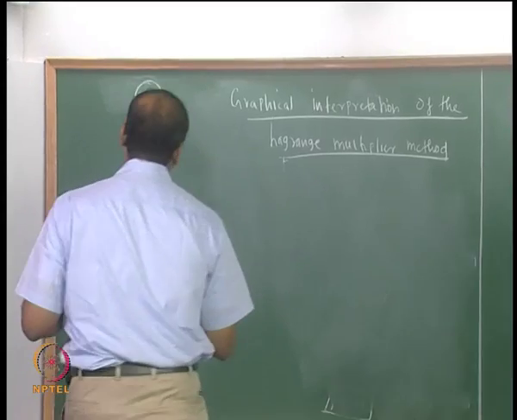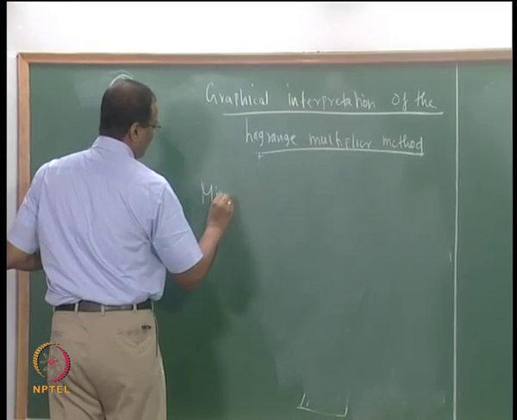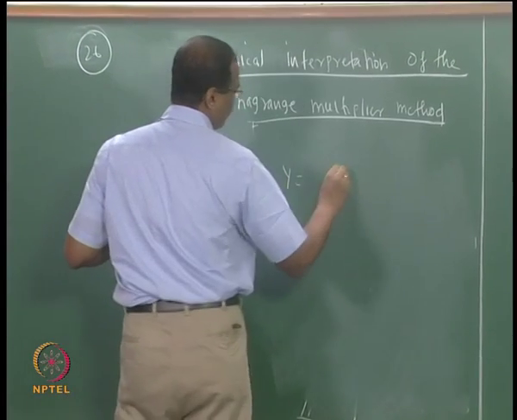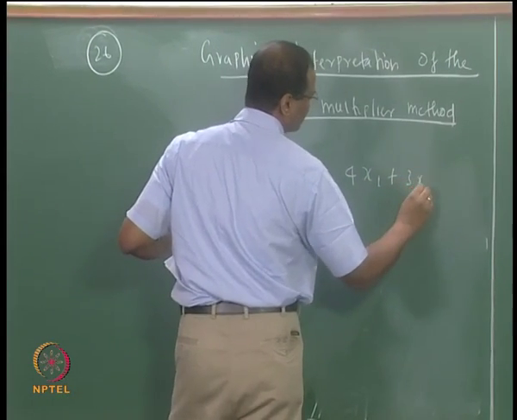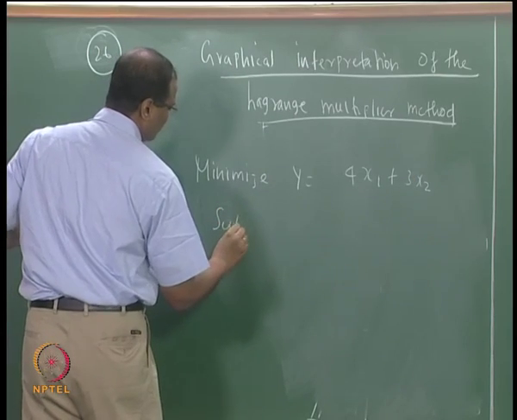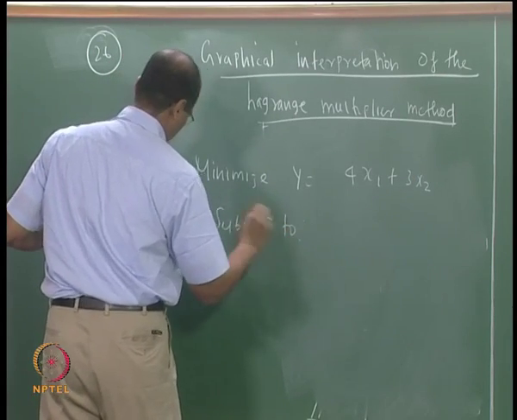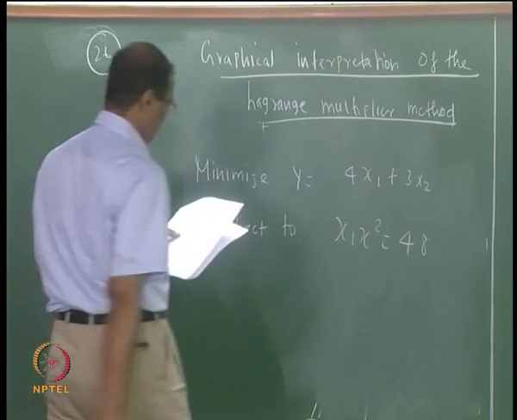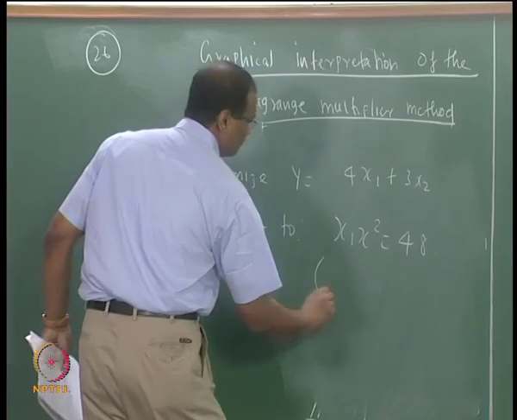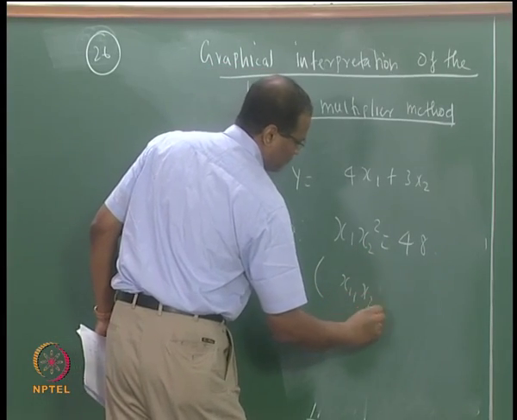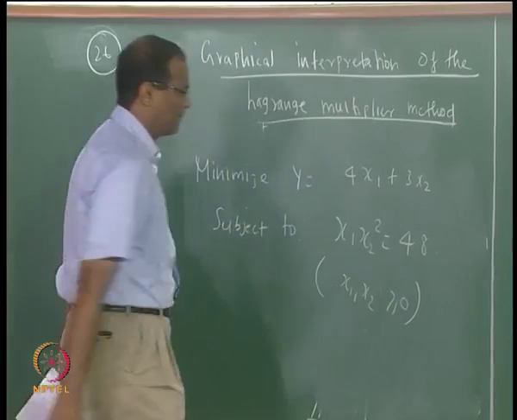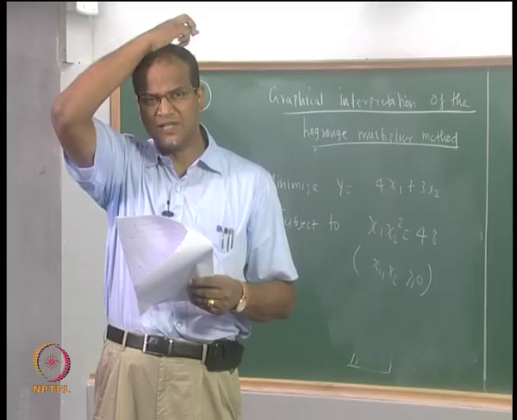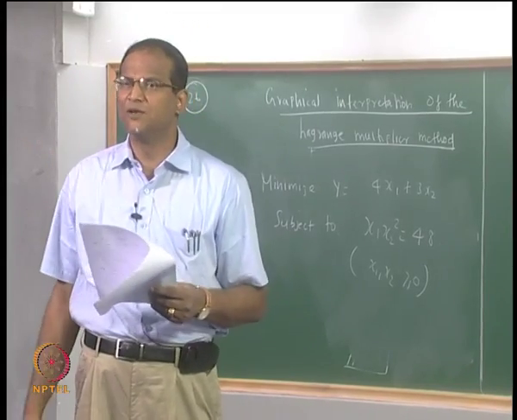Minimize y equal to 4x1 plus 3x2, subject to the constraint. It could be minimization of some cost subject to some criterion, right.